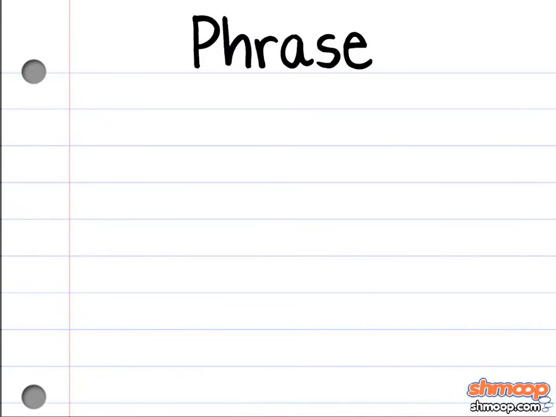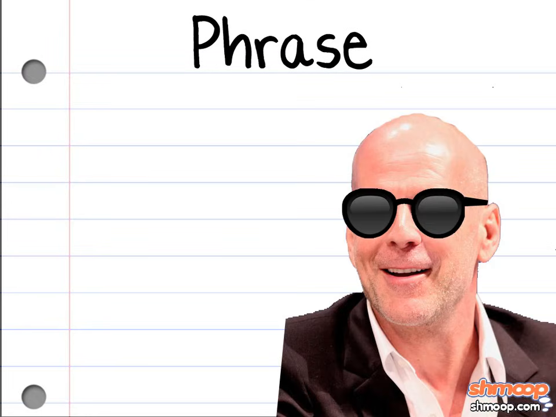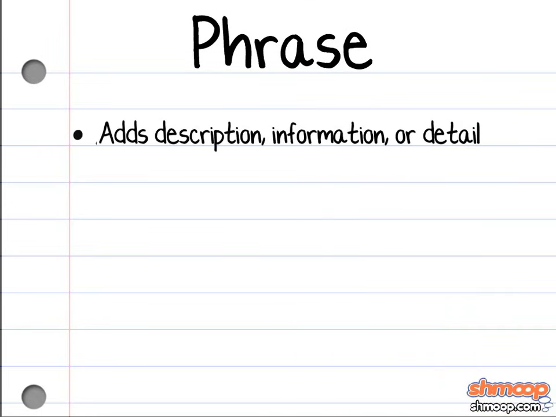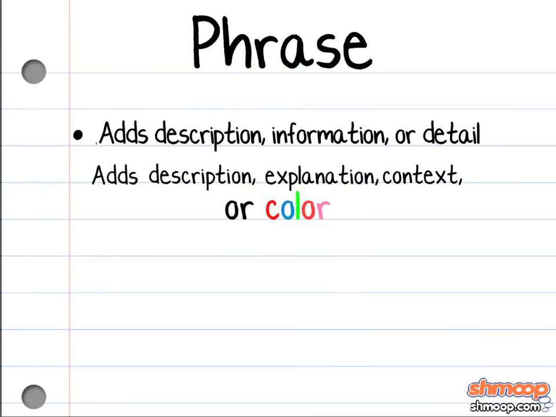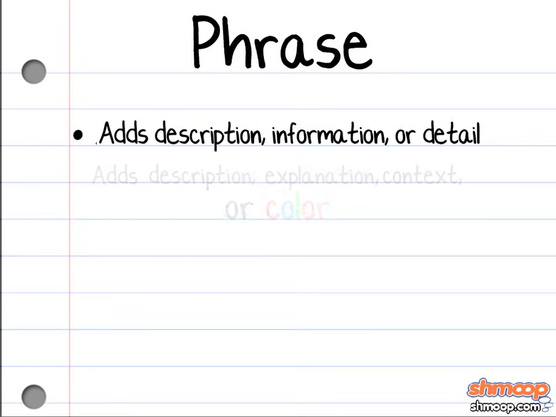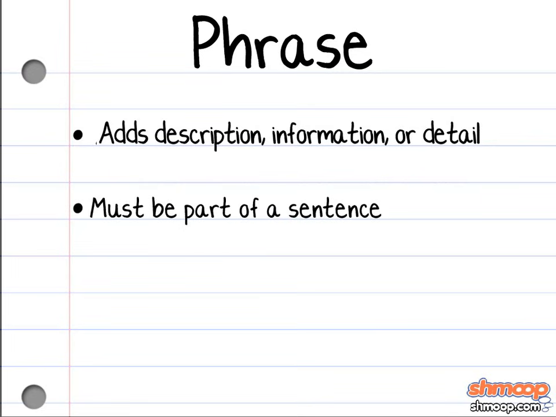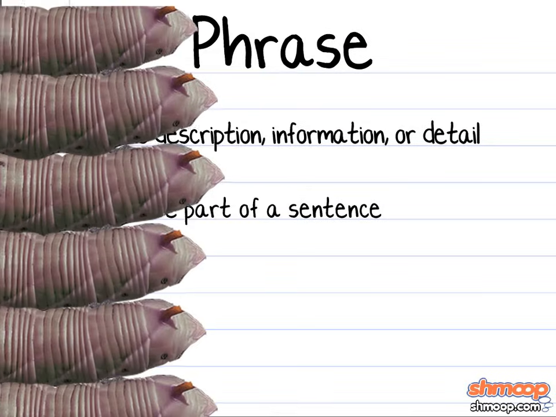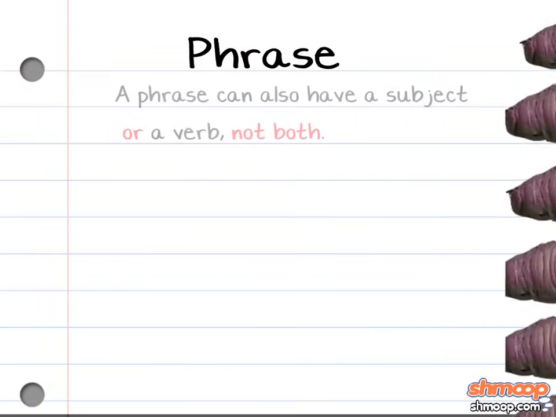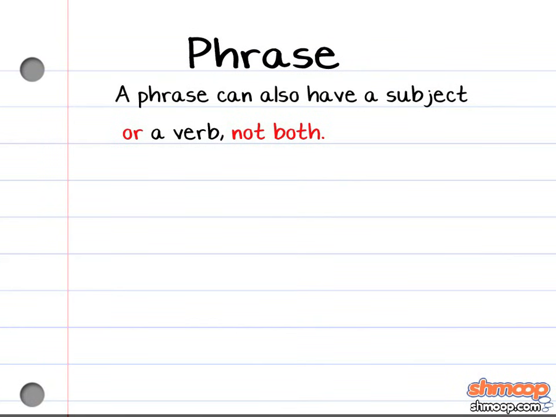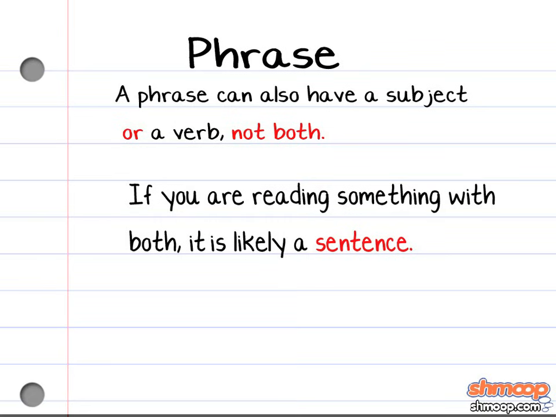So what exactly is a phrase, and how do we use it to make our sentence awesome? Oh, snap! A phrase is really just a series of words you add to an otherwise boring sentence to add description, explanation, context, or color. Phrases are needy. They can't exist on their own. They need to be part of a sentence in order to survive. Total parasites. A phrase can also have a subject or a verb, but not both. If you're reading something with both, it's most likely a sentence.